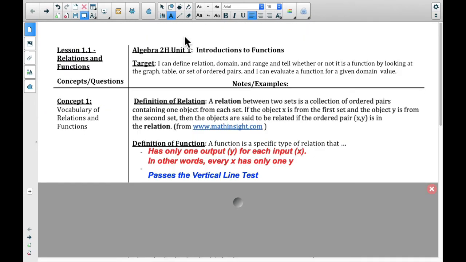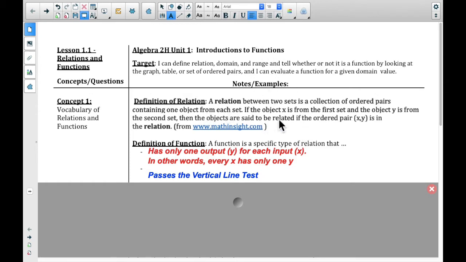Okay, so here we are in lesson 1.1. I mentioned this before, but I have these set up in Cornell style. That's how we plan to take notes. I'm asking you to write down basically anything I write down or type in. So today we're talking about functions. A relation sometimes is a function. A function is a subset of relations.